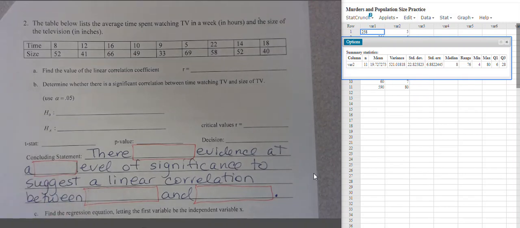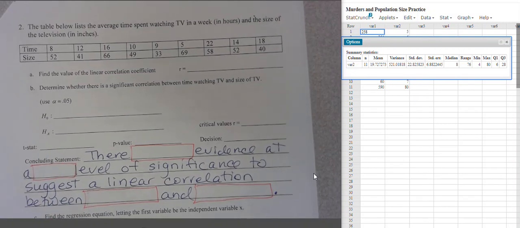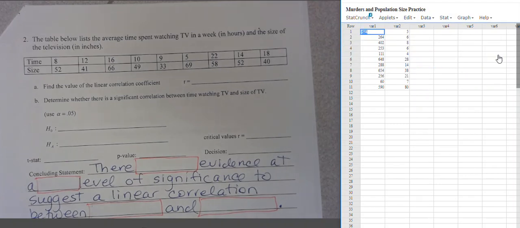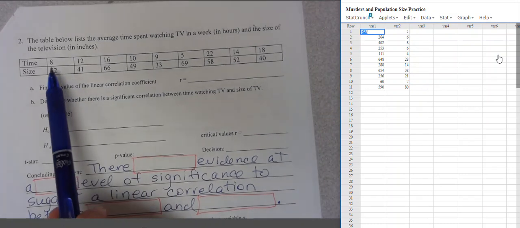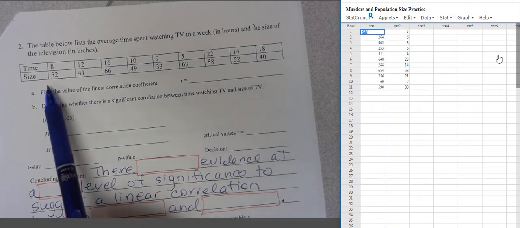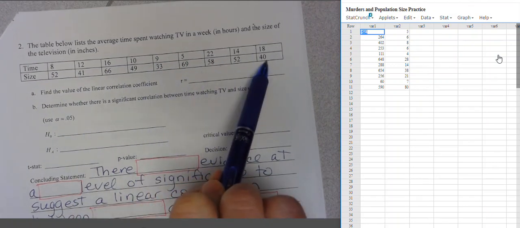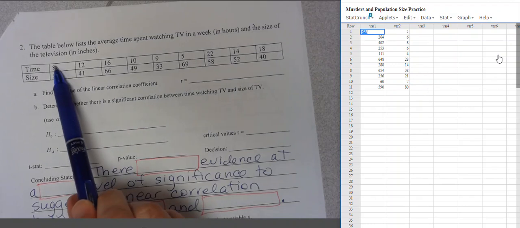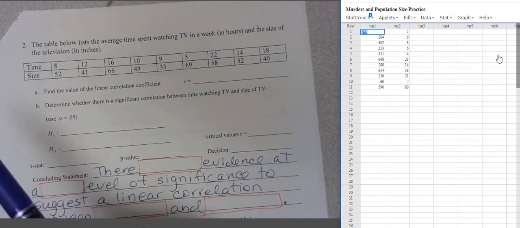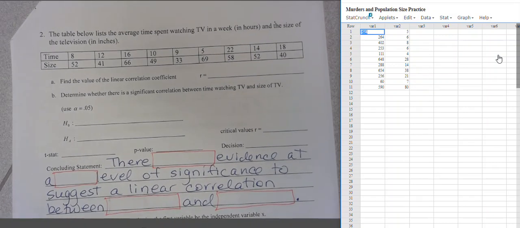This is Chapter 9, Assignment Video, Problem number 2. And we are trying to figure out if we have correlation between, this is the time spent watching TV in a week, and this is the size of the television. So we're trying to figure out, do people that have bigger TVs spend more time watching TV? I wonder if there's a correlation there. So we can figure this out.